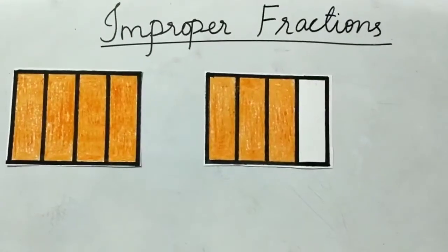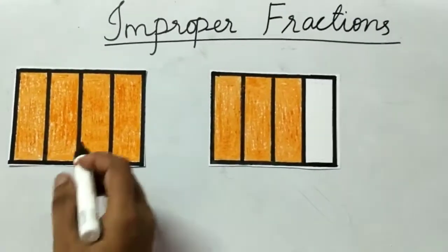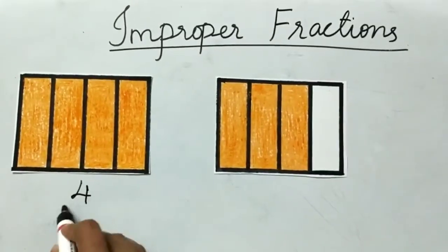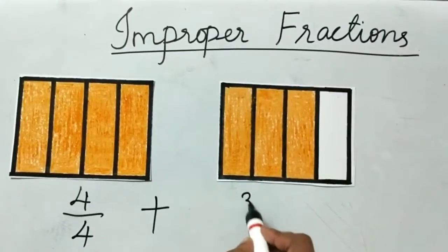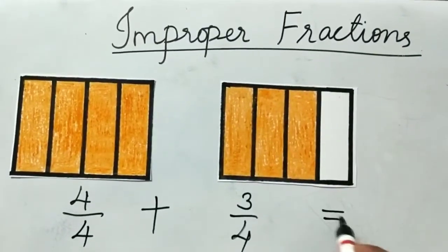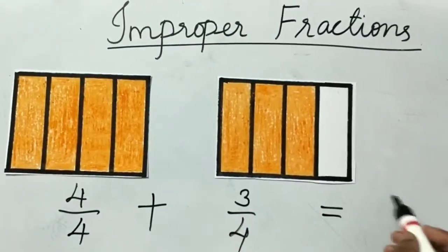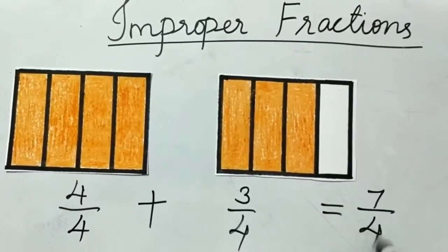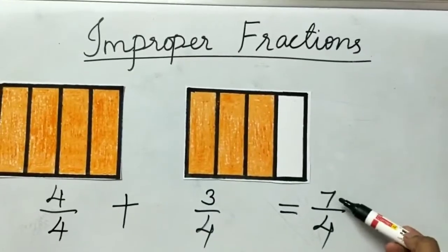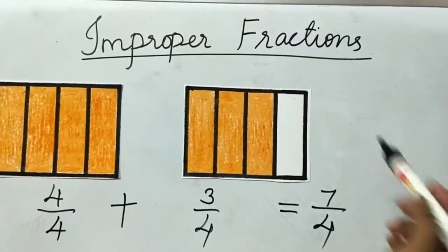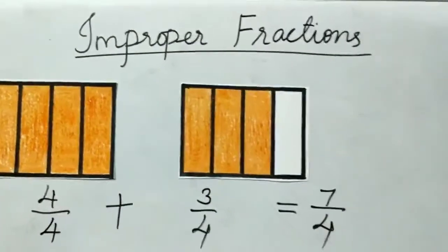Now let us study improper fractions. See the fraction, children. 4 by 4 plus 3 by 4, and we can add the like fractions. 4 plus 3, 7. 7 by 4. Here 7 is greater than 4. The numerator is greater than the denominator. It is an improper fraction.